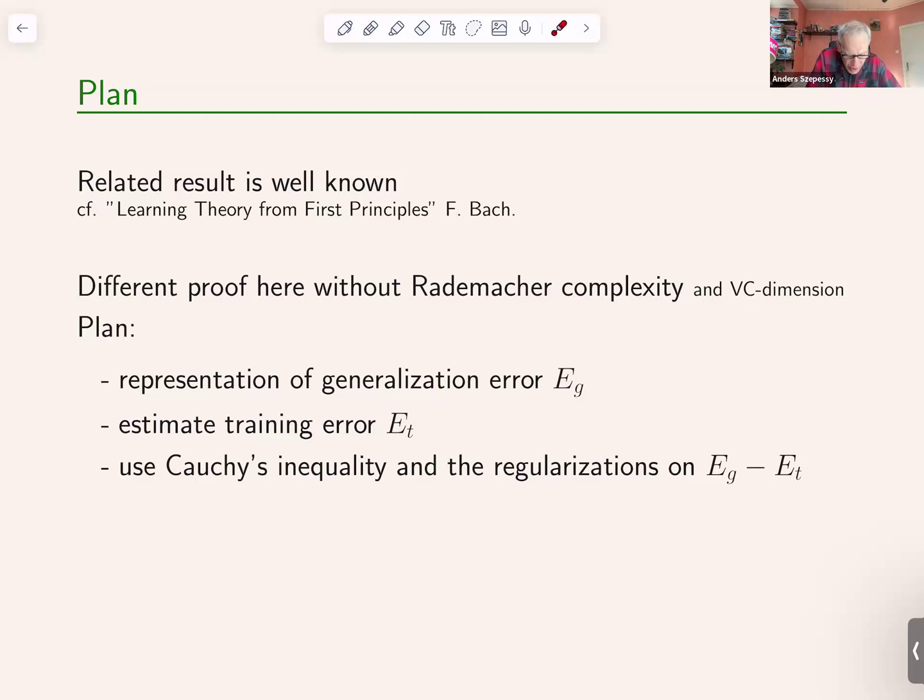Okay, and what is the idea? So we need a representation of the generalization error. And we need an estimate for the training error. And then we will apply Cauchy's inequality and the regularization terms. So in a way, the proof is related to ideas one uses in inverse problems to get estimates for PDE.